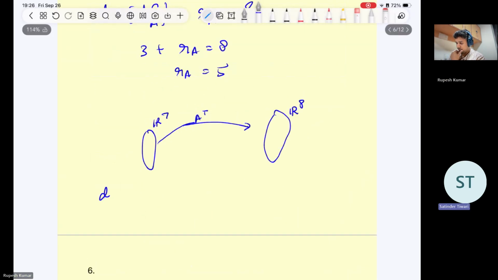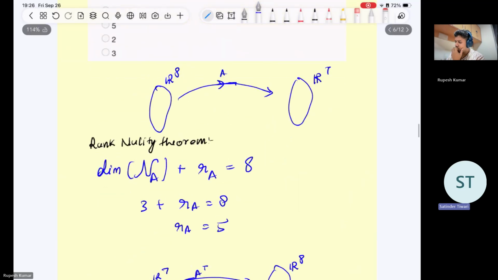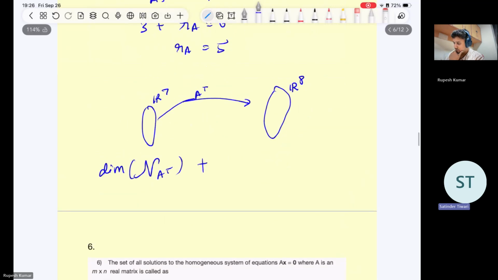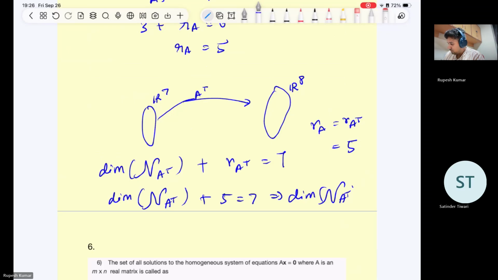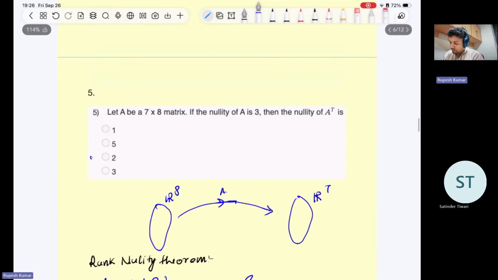Now the same for the A transpose. From here only we can find it, I think. Now the rank plus nullity of A transpose equals the number of columns, which is 7 here. And we know that the rank of A equals the rank of A transpose, which is 5 here. Am I right here? 7 minus 5 comes out to be 2. So option C is correct. Fine. Any doubts? No, no.